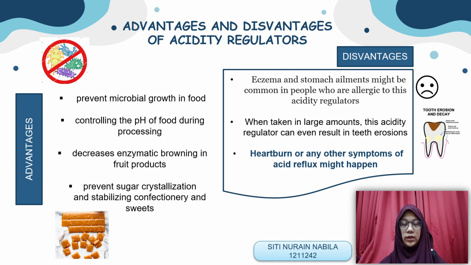Next is advantages and disadvantages of acidity regulators. First, it can prevent microbial growth in food. Second, it can control the pH of food during processing. And it can decrease enzymatic browning in food products as it can act as an antioxidant. And lastly, it can prevent sugar crystallization and stabilize confectionery and sweets.